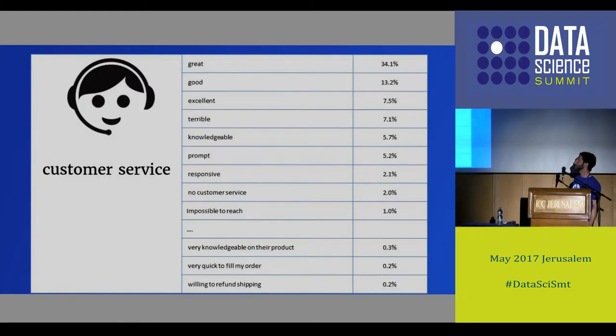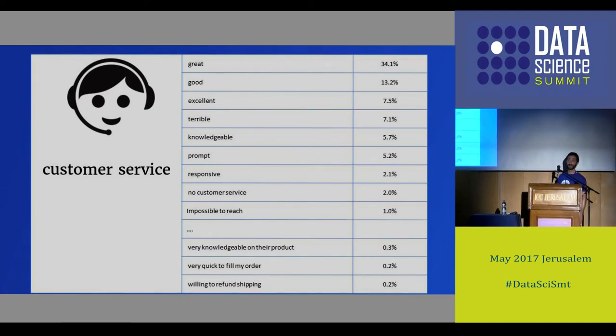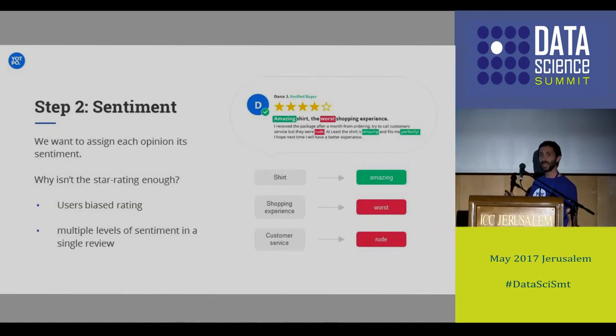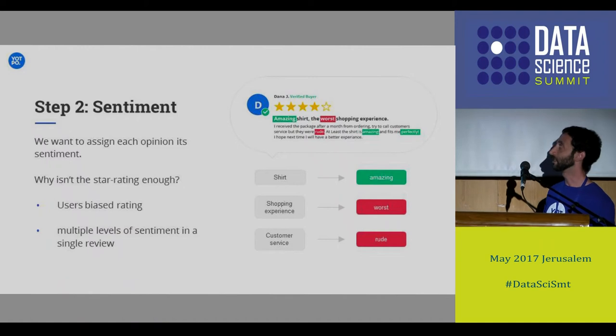Is there another example? Customer service. Some say it's prompt, responsive. Others say there is absolutely no customer service. So now that we have key phrases and their matching opinions, let's move on to calculating sentiments.